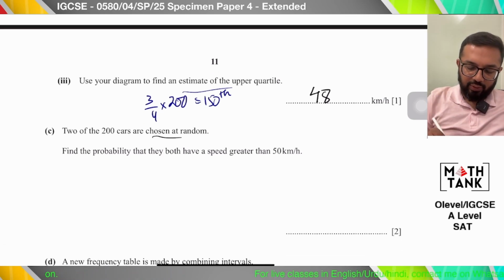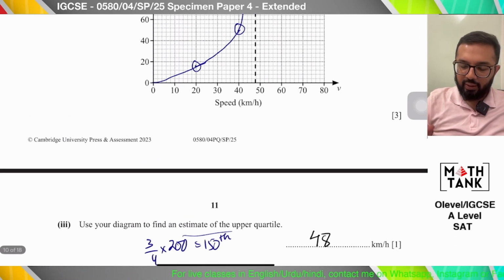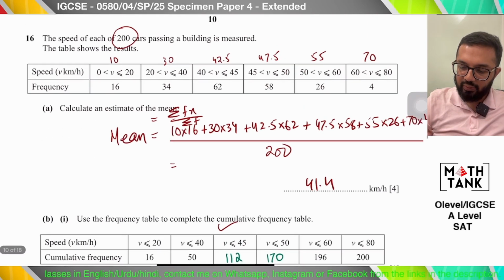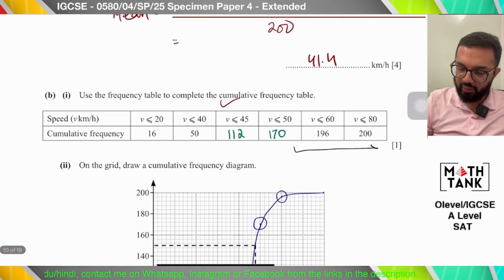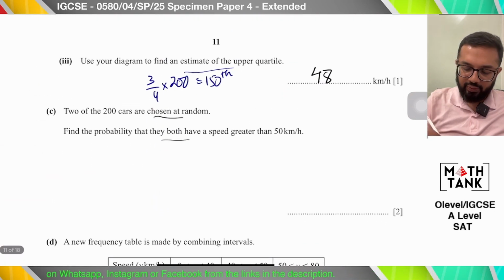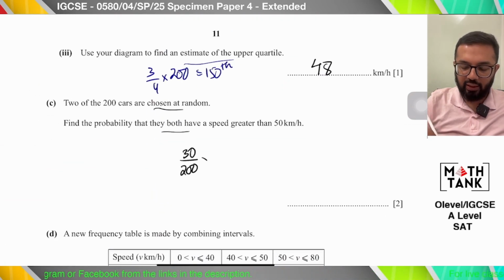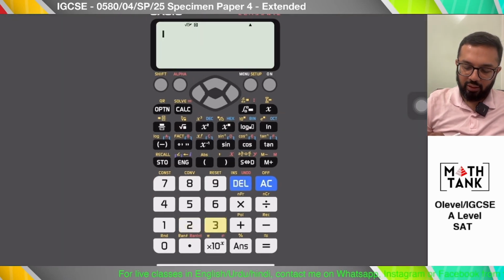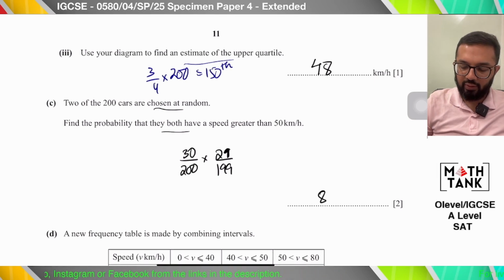Two of the cars are chosen at random. Find the probability that they both have a speed greater than 50. So greater than 50 is 20 vehicles. Sorry, 30 vehicles. Okay. So the first car is 30 over 200 and the next car has to be 29 over 199. 30 into 29 over 199 into 200. Okay. 87 over 3980.